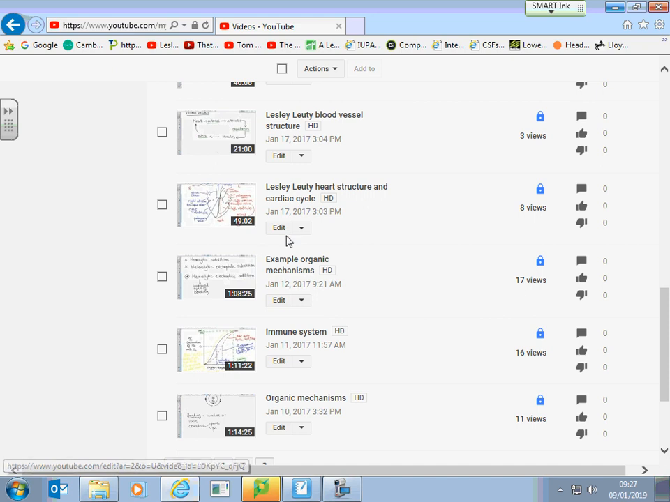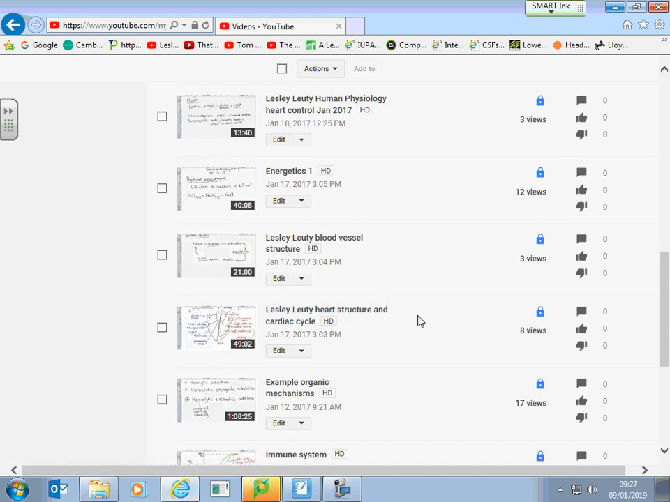I've just started today going through, and the things that we're doing at the moment, I've attached my name to. So I have attached my name onto heart structure and cardiac cycle. That's that one there, second up from the bottom. Blood vessel structure, just above that, which we're doing this morning, and heart control, which we're doing this morning. So it gives us an idea of how much work we've got to do this morning. But I'm going to go through and tidy them up a bit like that.